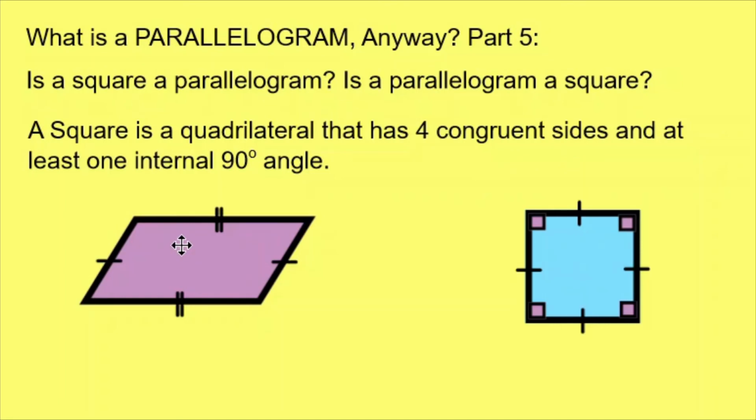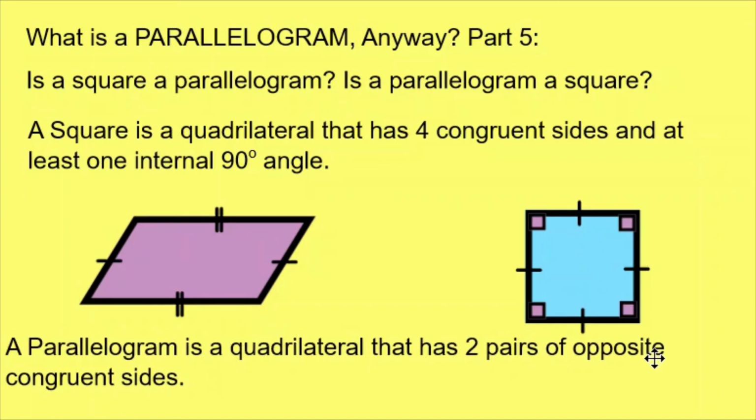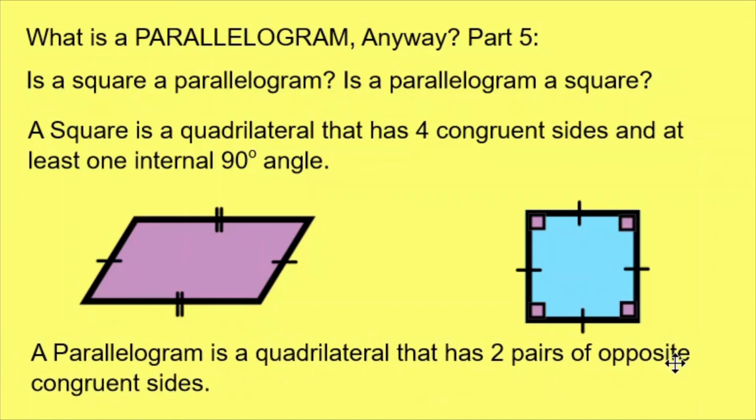But can the parallelogram be a square? Yes. A parallelogram can have an internal 90-degree angle, and it can have 4 congruent sides. So some parallelograms are also squares. Looking at the definition of a parallelogram, it is a quadrilateral that has 2 pairs of opposite congruent sides. This square and all squares, because they have 4 congruent sides, can be said to have 2 pairs of opposite congruent sides. That means all squares are also parallelograms.